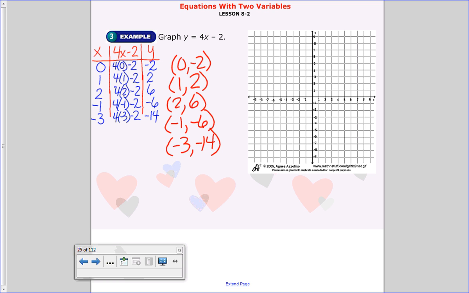So I graph 0, negative 2. 1, 2. Let's see, 2, 6. Negative 1, negative 6. And then negative 3, and I'm off my graph, but I'm probably somewhere down here. And if you take a look, well, that was probably a little off. There we go. My third step now is to put those points together. So I'm going to connect them. And forgive me, I don't have a straight edge. You really should use a straight edge when you do this. But this is the graph that matches that linear equation.